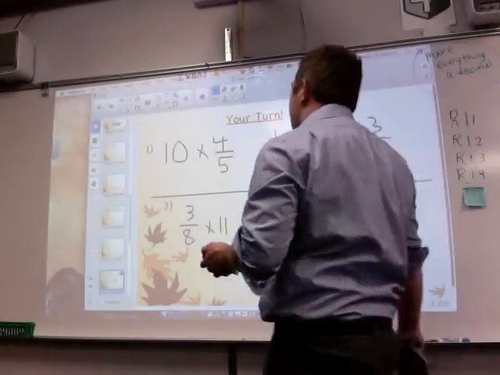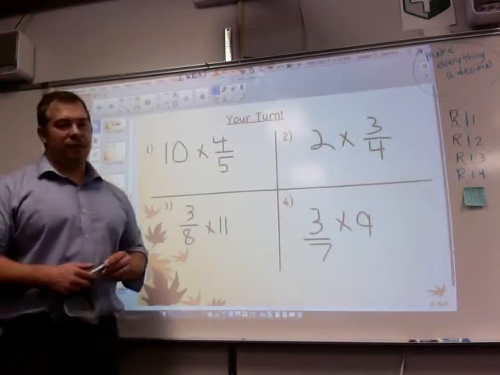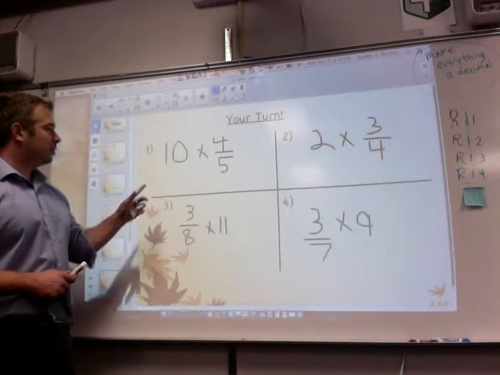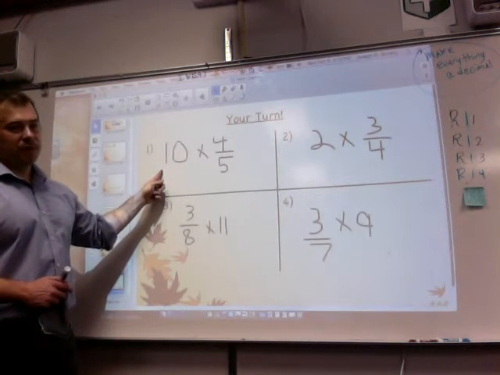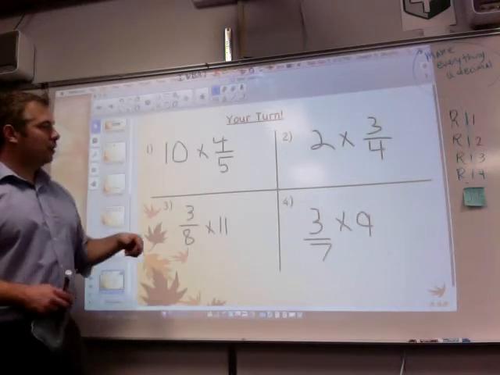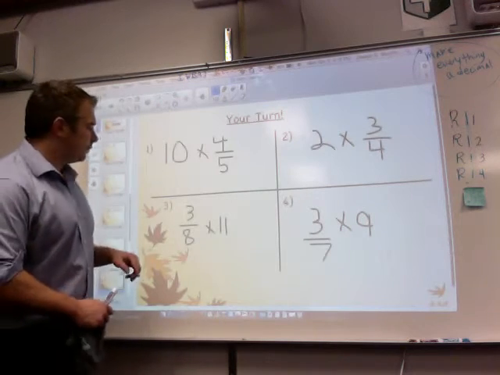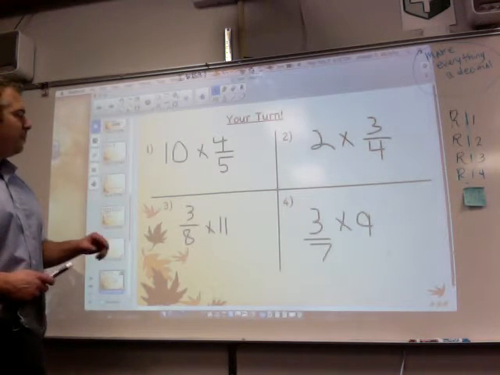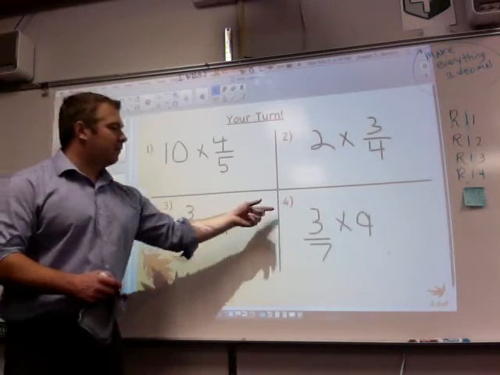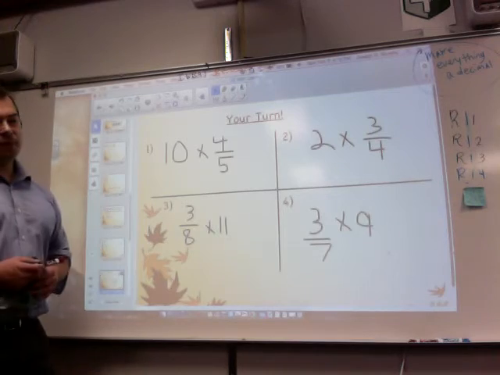All right, so I've given you some problems to try. I would like you to take out a notebook or a piece of paper for now and try these 4 problems. 10 times 4/5. You have to remember that this is a whole number. To turn it into a fraction, you just put it over 1. Same thing goes with number 2. It would be 2 over 1 times 3/4. Those first 2 shouldn't be too bad, but then you might run into some trouble with numbers 3 and 4 when you have an improper fraction. So go ahead, give those a try.